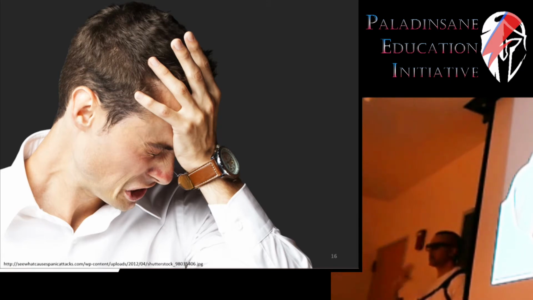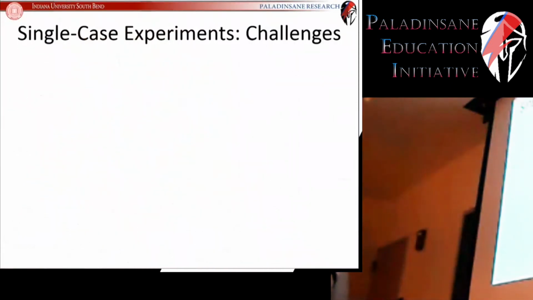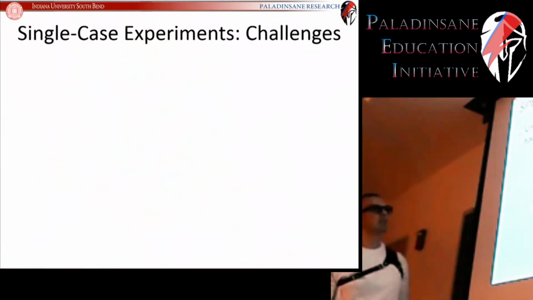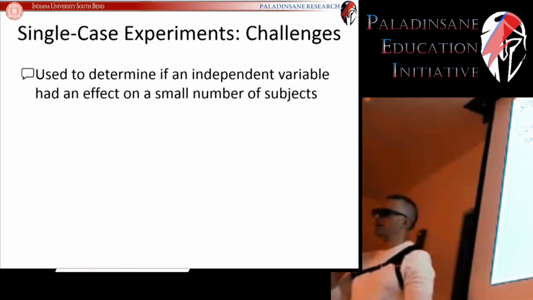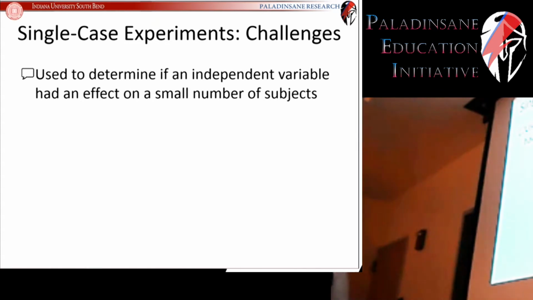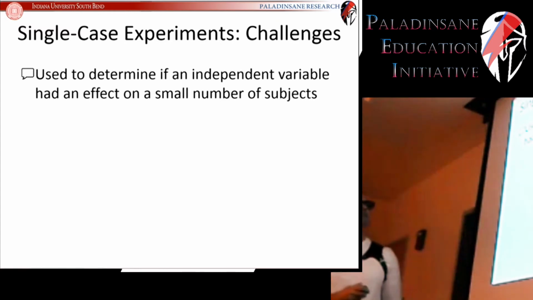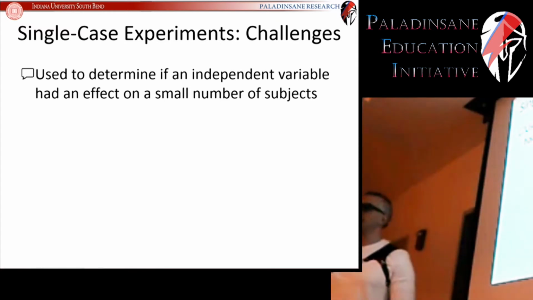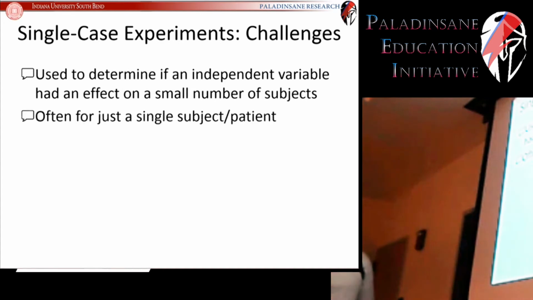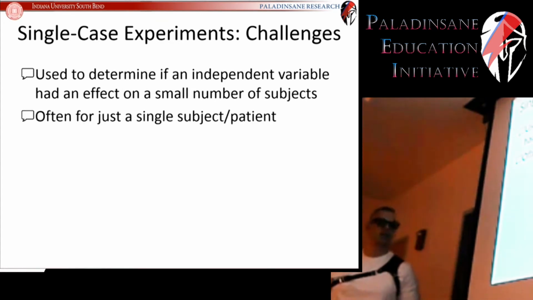So you were going to design a treatment program specifically for them in order to treat their panic attacks. So what are some of the challenges that you would encounter? Well, if you're treating a single individual, you need to determine if that independent variable, that is, your treatment, has an effect on a small number of subjects, that is, that one subject that you're treating. So it's oftentimes used for just a single subject or a single patient.